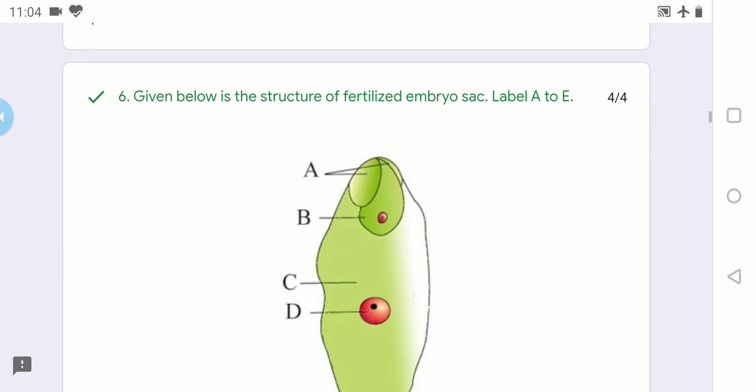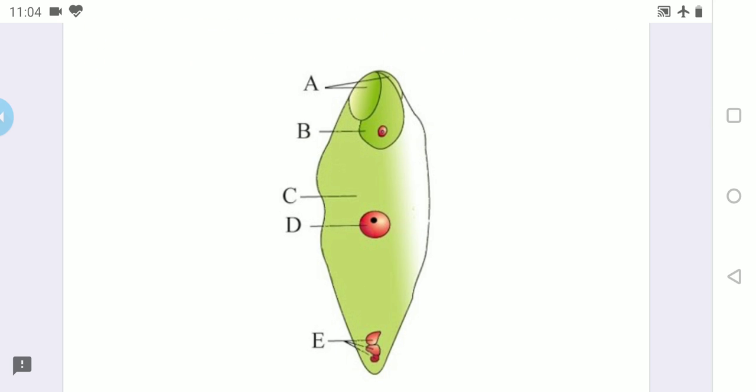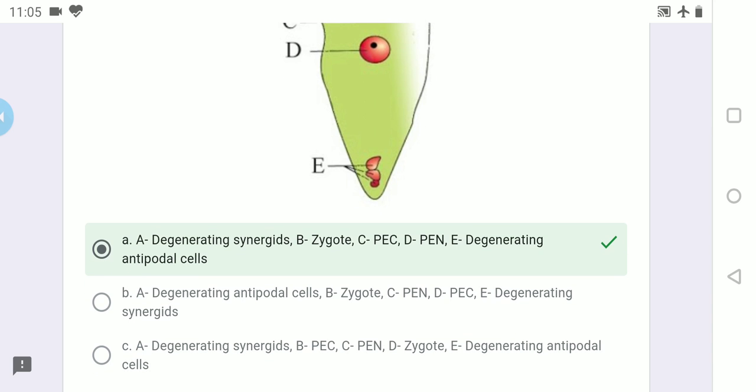Next question. See, they have given the diagram. Given below is the structure of a fertilized embryo sac. We should label A to E. So first of all, I told you, without going towards the options, just label it. A is nothing but degenerating synergids, B is the zygote, C is the primary endosperm cell, that is PEC, D is the primary endosperm nucleus, that is 3N, PEN, then E, degenerating antipodal cells. Now you can identify, yes, option A is the right answer. Got it? Yeah, it's clear.